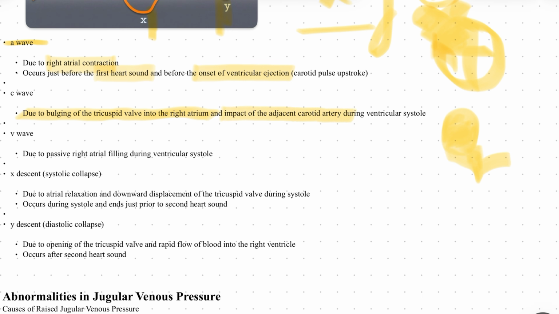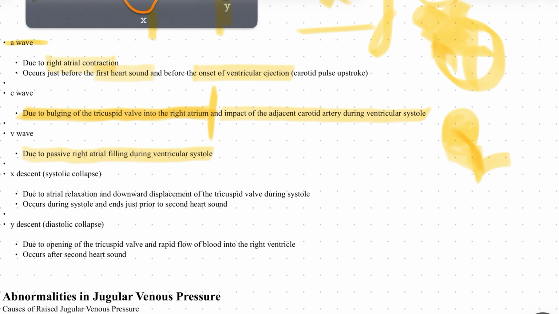It impacts the adjacent carotid artery during ventricular systole. I'm trying to put more things because if you're interested in this part, you can just see everything. If you don't want that, and you want the exam point of view, just see this part only. Due to bulging of tricuspid valve in the right atrium is sufficient for your final exams. Then coming to V wave, due to passive right atrial filling during ventricular systole.